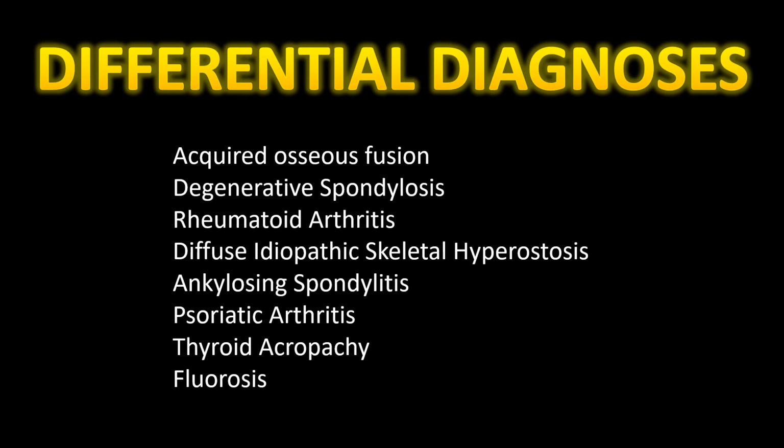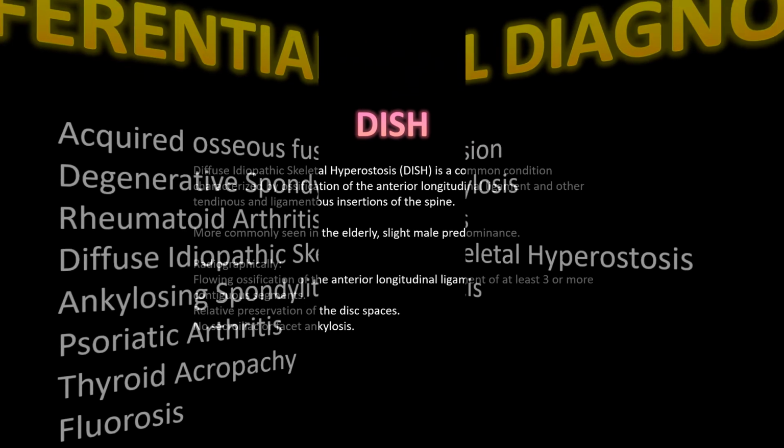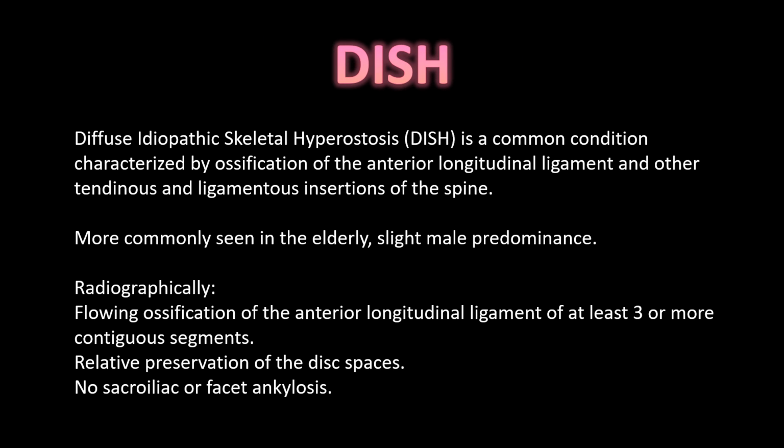So some differential diagnoses for this case, and these are not limited to: acquired osseous fusion, degenerative spondylosis, rheumatoid arthritis, diffuse idiopathic skeletal hyperostosis, ankylosing spondylitis, psoriatic arthritis, thyroid acropathy, and fluorosis. And the correct diagnosis is DISH, or diffuse idiopathic skeletal hyperostosis.